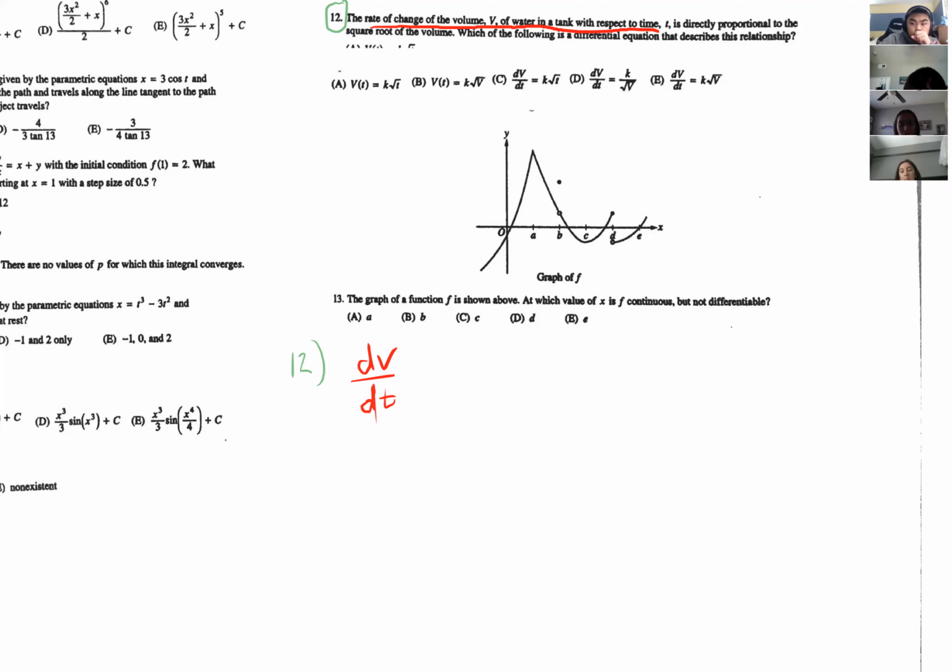And it says time t. And then it says the word is. So is means equals. It's directly proportional. When it's proportional to something, that means it's something times k. So it's directly proportional to the square root of the volume. So it's the square root of the volume multiplied by k.